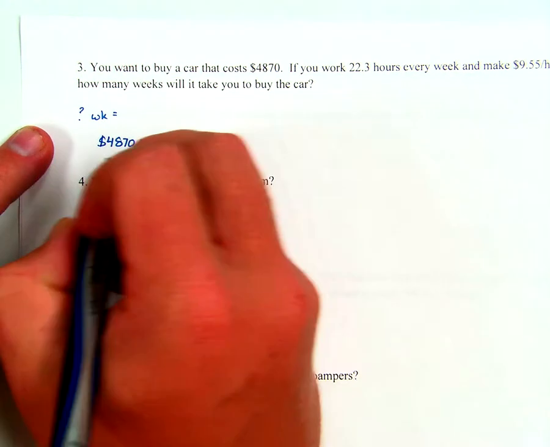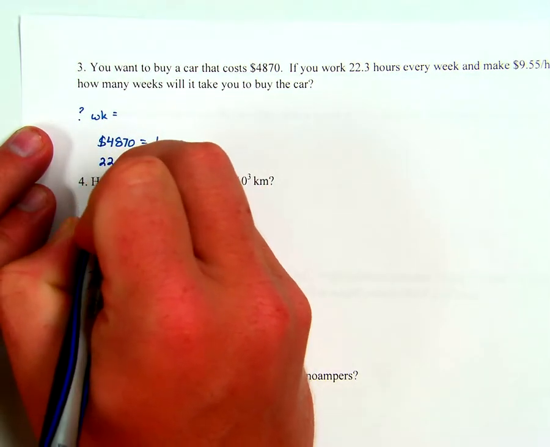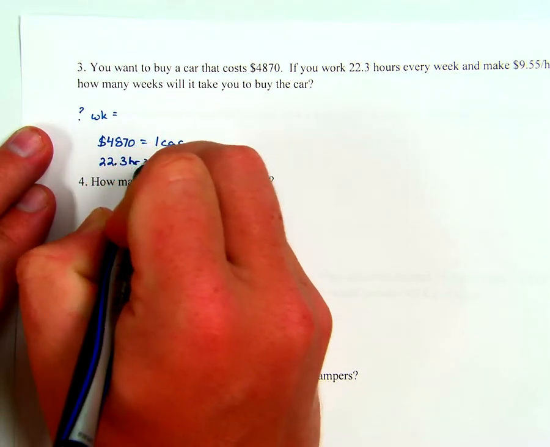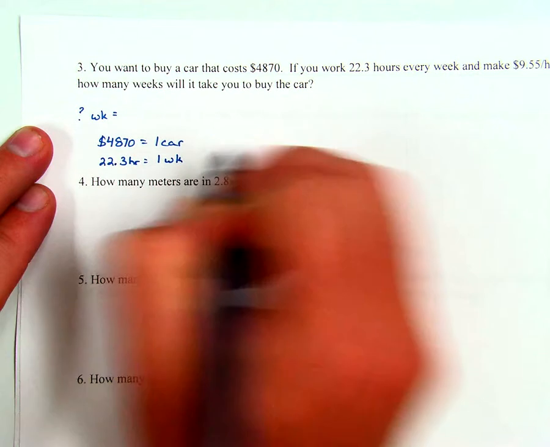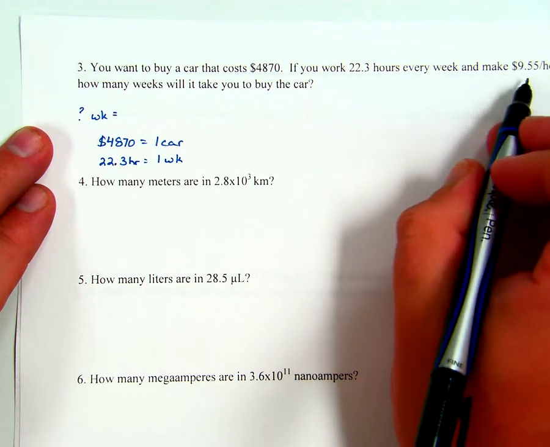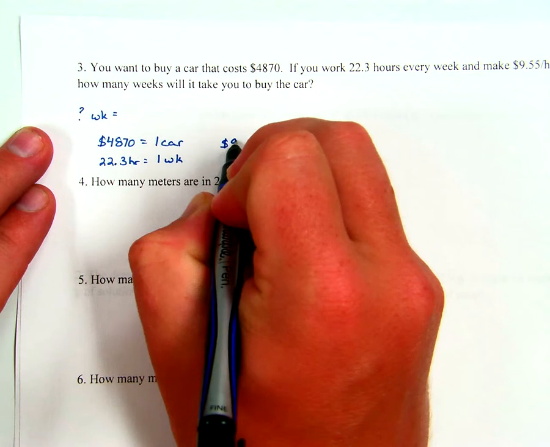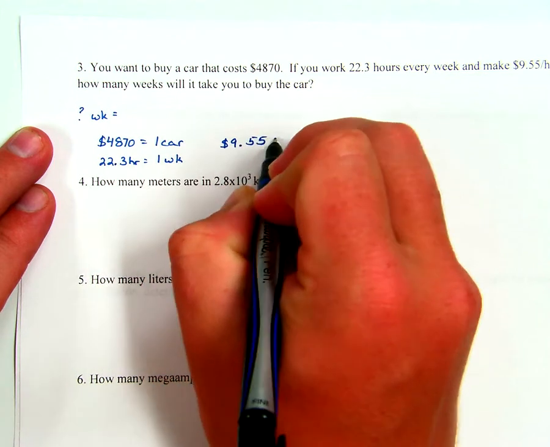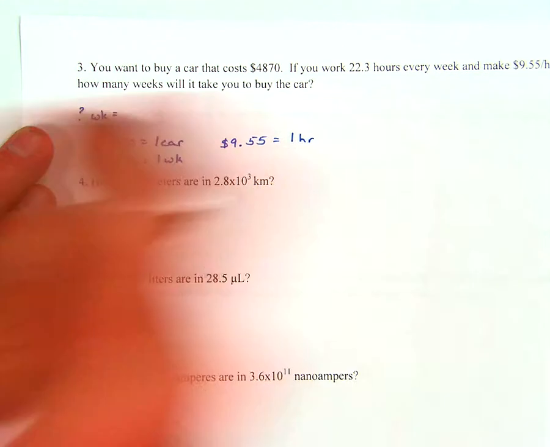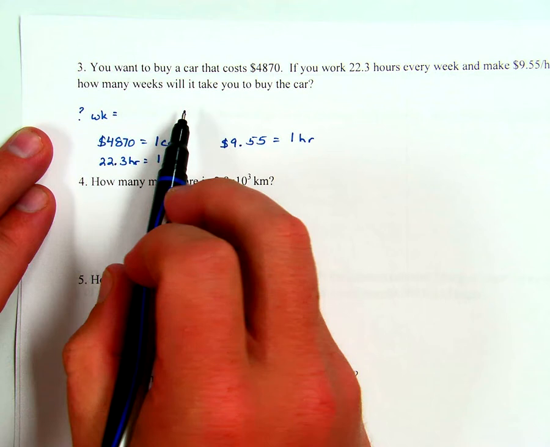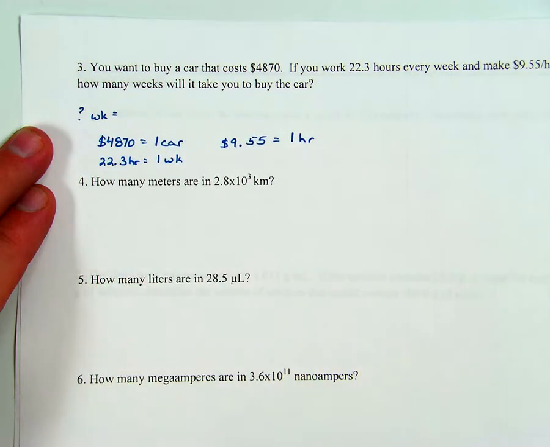If you work 22.3 hours every week, there is another conversion factor: 22.3 hours equals 1 week. And make $9.55 per hour, there would be another conversion factor: $9.55 equals 1 hour.